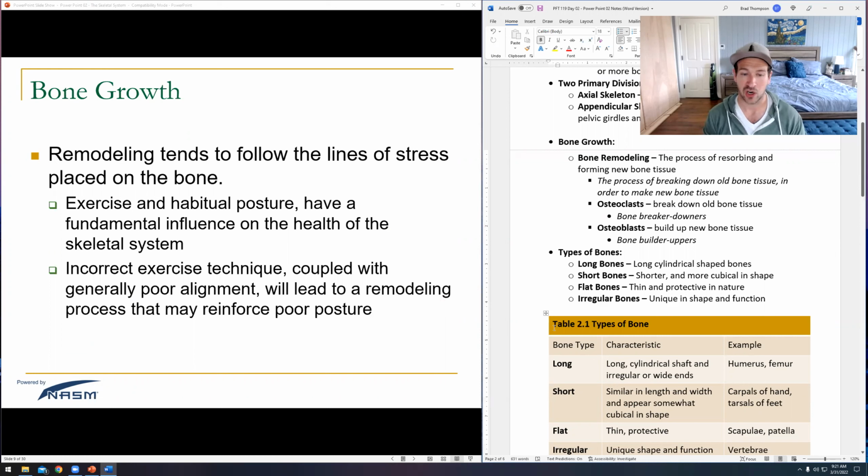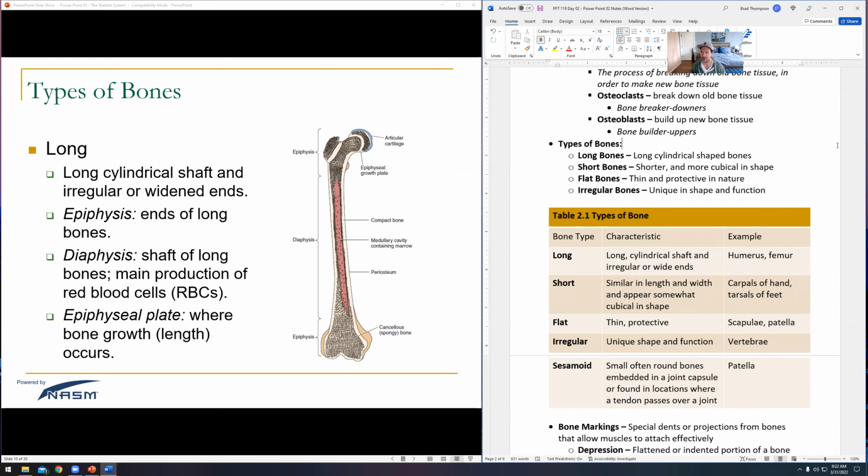So that is sort of the biology of bone growth and how that works. Any questions on that before we move into the next section here? Questions, comments, concerns, guys? Nope. All right, sounds like everybody's good. Good. Cool. Love that.